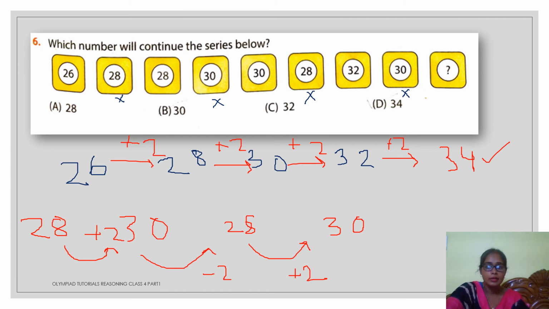So from the first series only we have got the answer, that is if you just go on adding plus 2 by skipping the middle numbers, you are going to get the answer, that is 34. As simple as that.